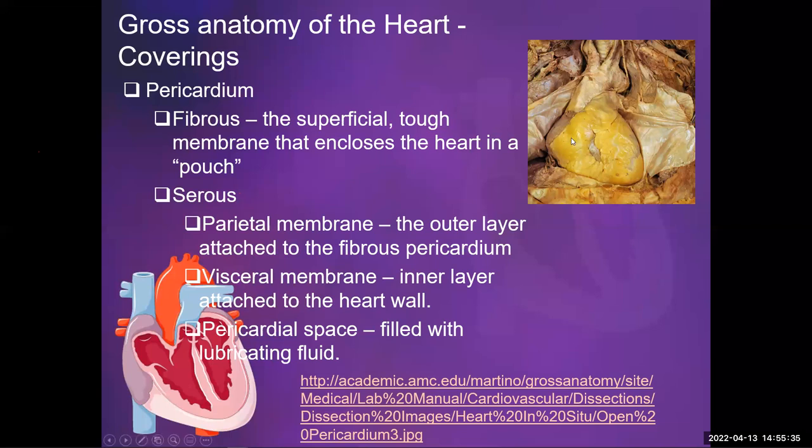Now what we're looking at here is a cadaveric heart. This is from a cadaver, a preserved specimen. This is what you will probably see when you're doing anatomy, if you have anatomical labs. It's a preserved specimen, and that's why it has this brownish color. They perfuse the tissues with formaldehyde. That's why it looks this color.